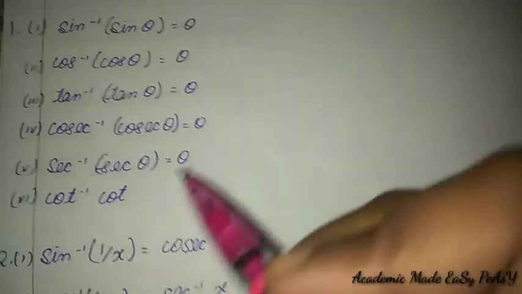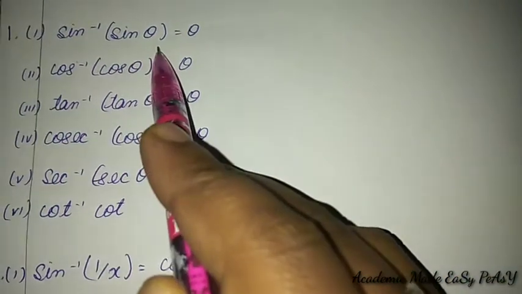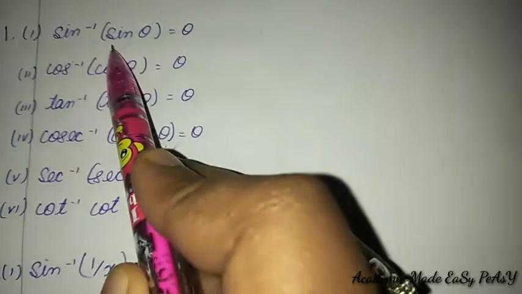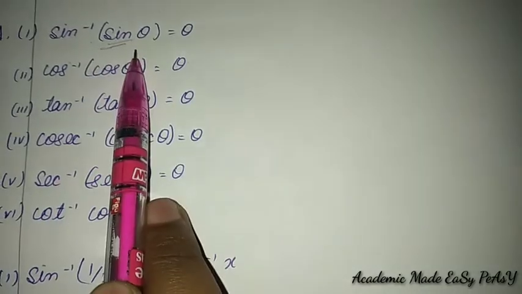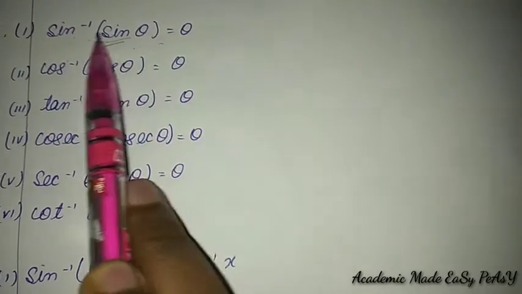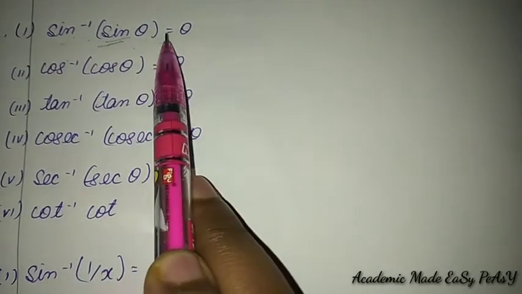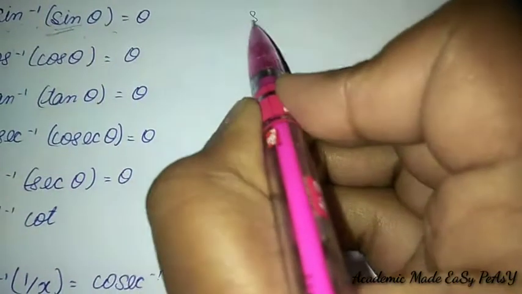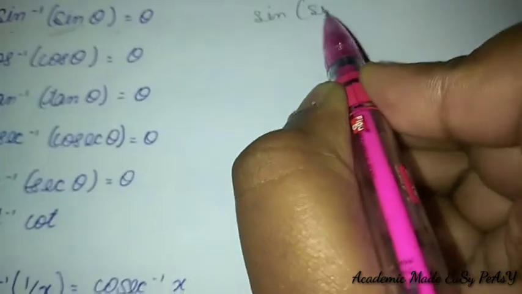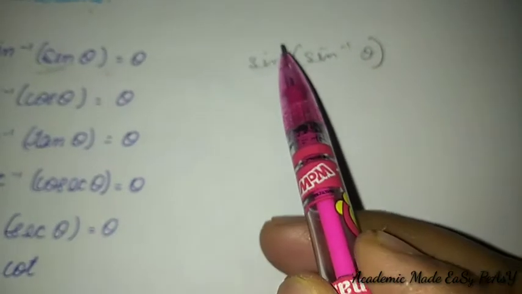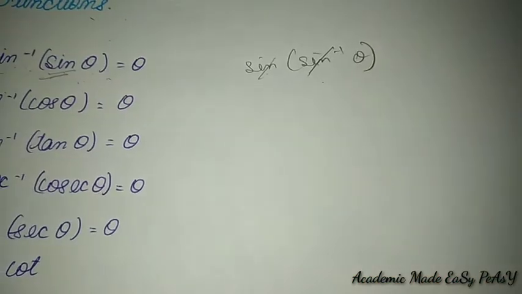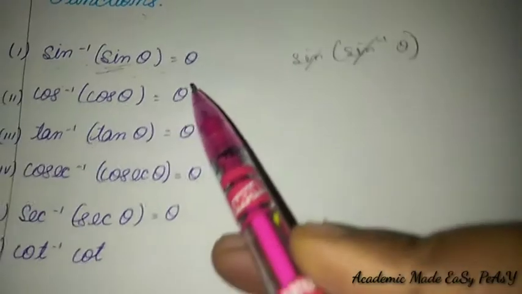Now first, if we take sine inverse of sine theta, here the inverse is given and the function is given. Sine is here, sine inverse also is here. So sine inverse of sine theta is equal to theta. Sine inverse means 1 by sine, isn't it? So I will cancel sine and sine, and I will get theta as my answer.